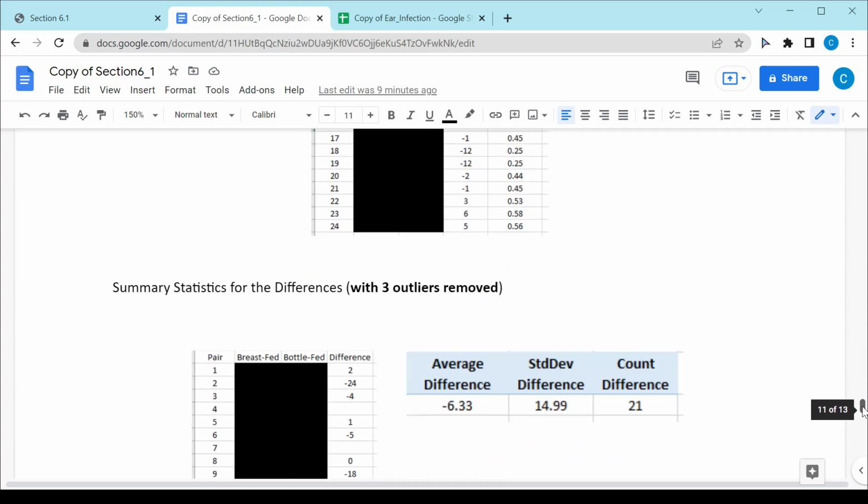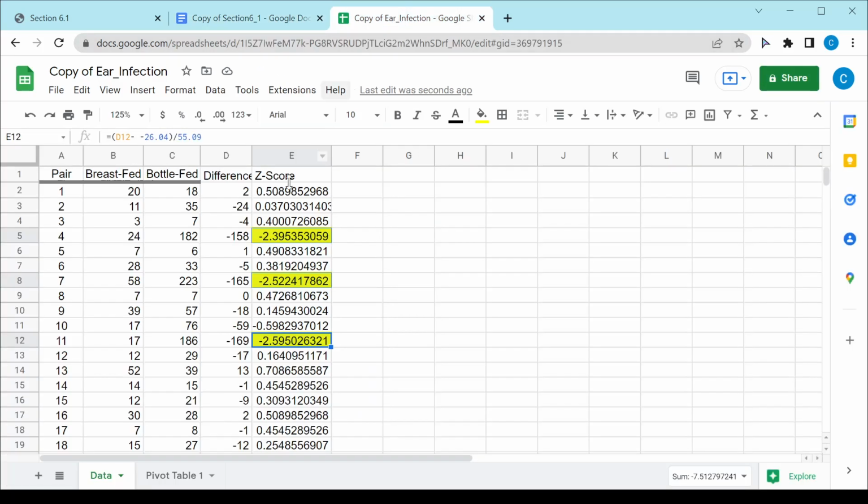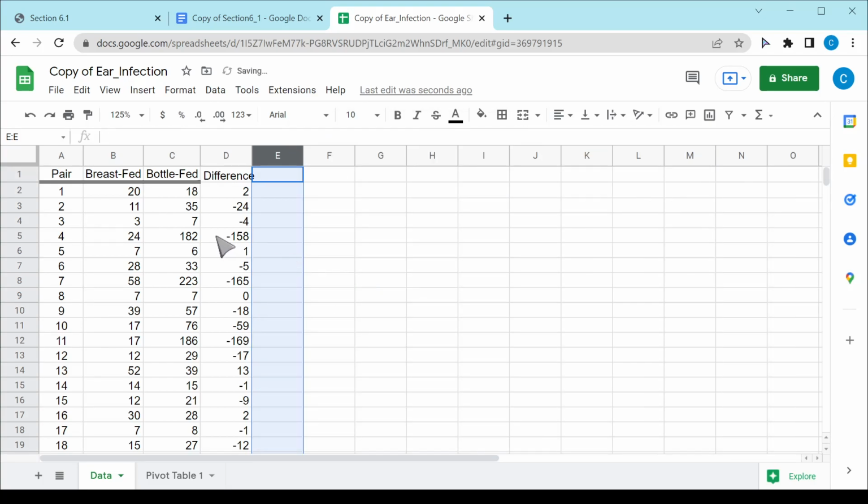So I'm going to compute those differences without those 3 observations. All I need to do to get that is to go back here. Let's go ahead and get rid of that column. I don't need that one anymore. And I'm just going to get rid of those differences here.